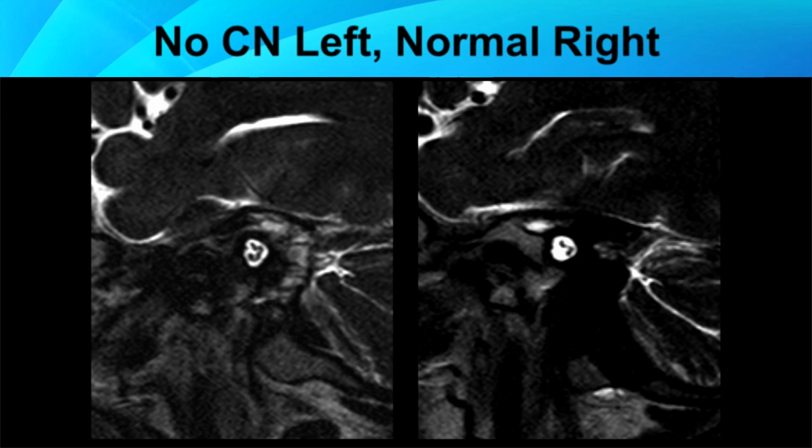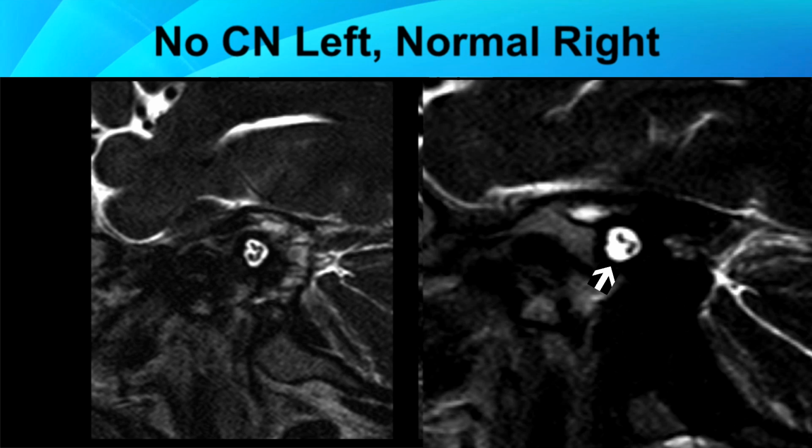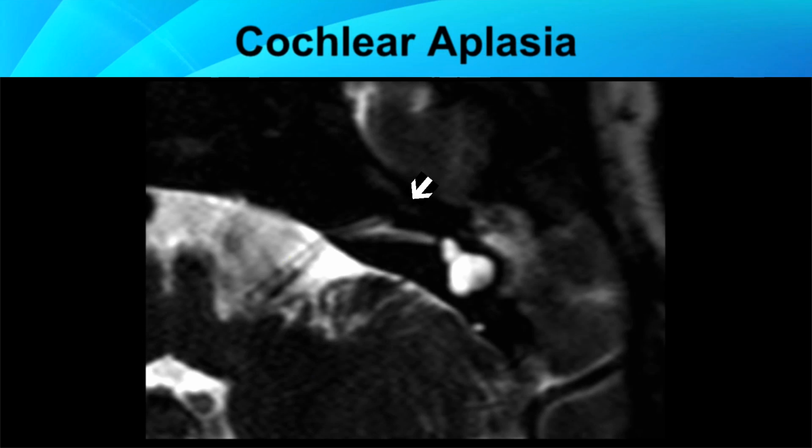This image is a sagittal reconstruction at right angles to the internal auditory canal. A normal facial, vestibular, and cochlear nerve can be seen on the right. However, the cochlear nerve is conspicuously absent on the left. In this image, the cochlea is entirely absent, and the vestibule is cystic.